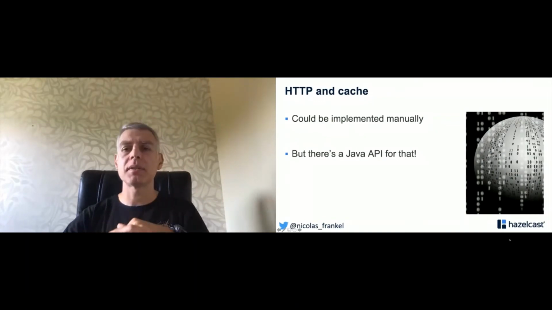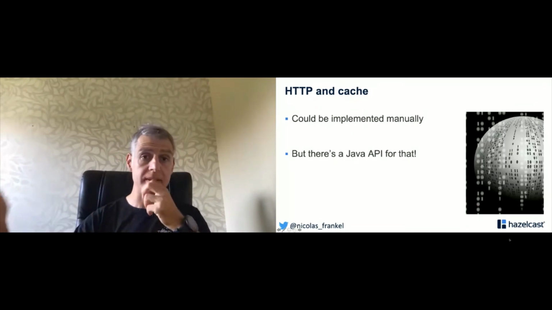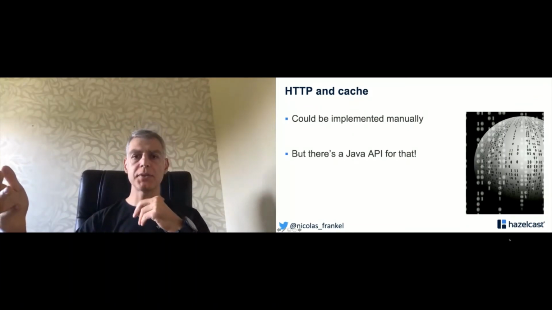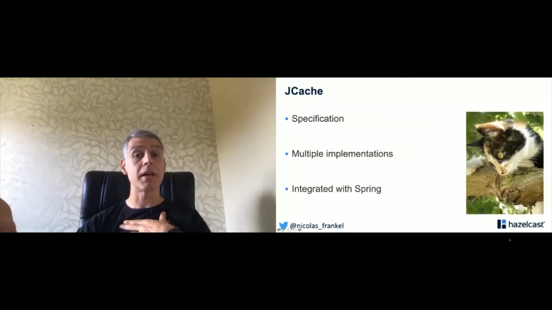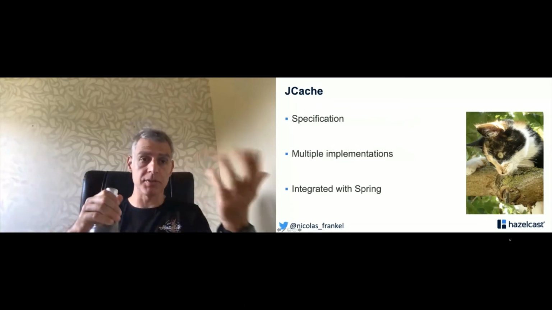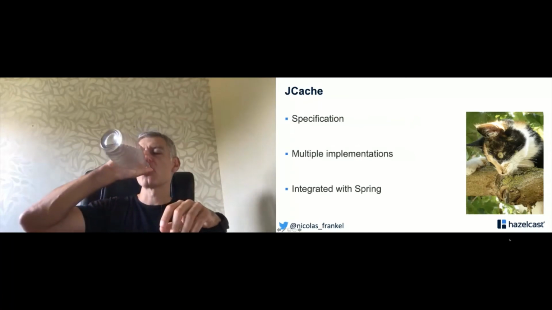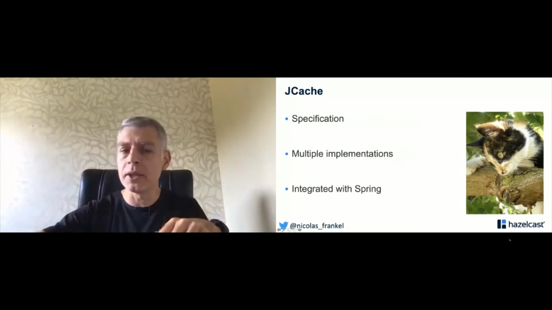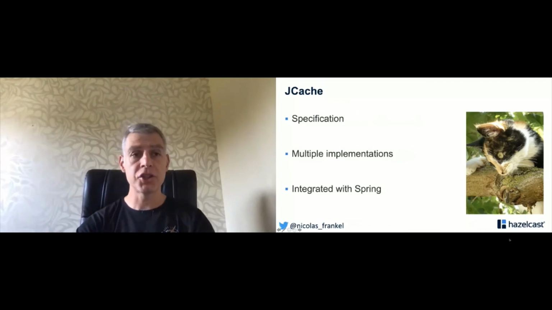Now about the second use case, which will be an HTTP call. You could implement that manually, of course, but if you look in the Java specification, you will notice there is a Java API for caching, and it's called JCache, and it's a specification, and there are multiple implementations. And one of the implementations is Hazelcast, of course, and JCache can be integrated with Spring.